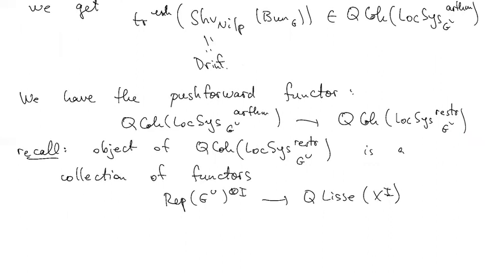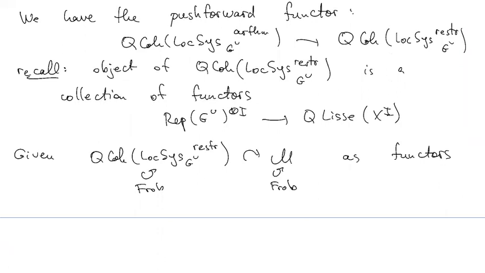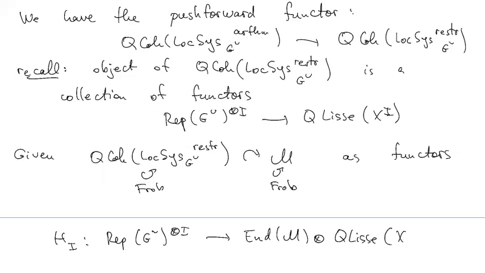Given an action of Rep G check restricted, so suppose I have an action on some module category as functors, and let me put in Frobenius here. As functors, well, remember what such an action is. It's a compatible system of functors from Rep G check tensor I to endomorphisms of M, let me call it h sub I, suggestively, because in our case, M is sheaves with nilpotent singular support. And these are given exactly by Hecke functors. So End M tensor is QCoh of X to the I.